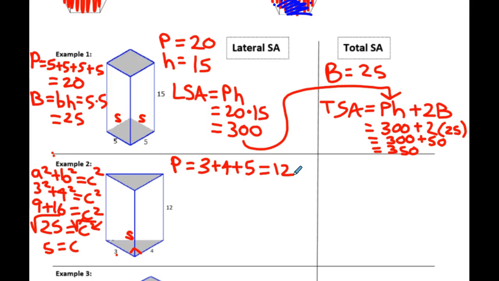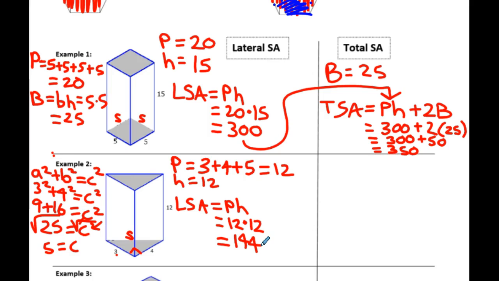So, once we have P, we have to identify what's H. 12. Now, let's do the formula. LSA equals pH. We just figured out P is 12. H is coincidentally also 12. What's 12 times 12? 144 units squared.